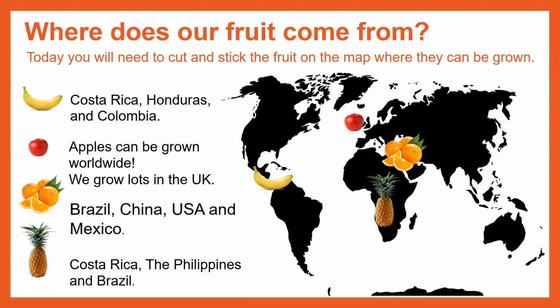So as a recap, bananas come from Costa Rica, Honduras, and Colombia. Apples can be grown worldwide, especially here in the UK. Oranges come from Brazil, China, USA, and Mexico. And pineapples come from Costa Rica, the Philippines, and Brazil.